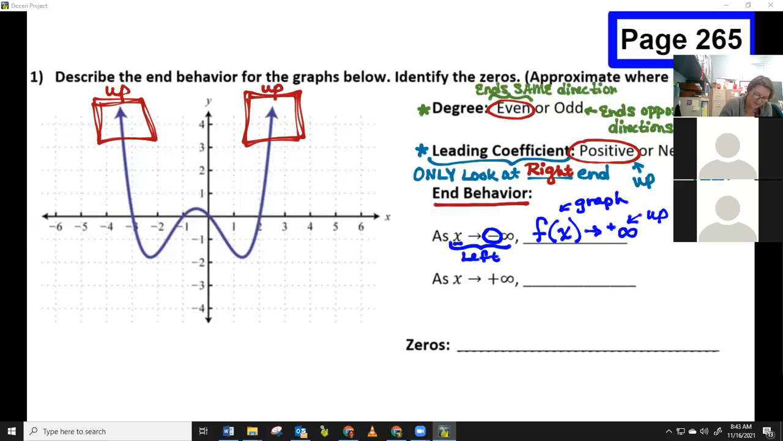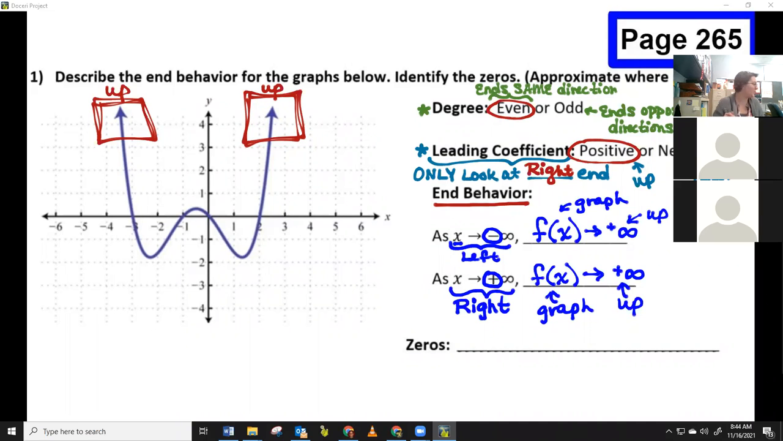What about the next sentence, the one right below it? How do I know which side it's talking about? Because it's the right side. And how did you know by looking at it? Because of the positive infinity. This has to be the right side because that's where the positive numbers live on the x-axis. So what should the rest of my math sentence look like? f of x and then you arrow and then another positive infinity. That's absolutely correct. The f of x means my graph. The positive infinity means up.